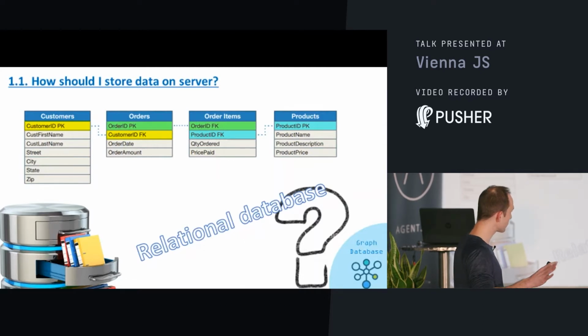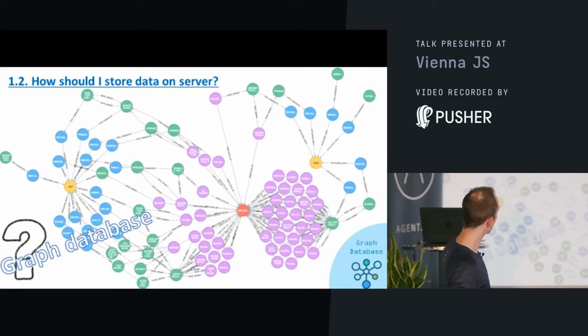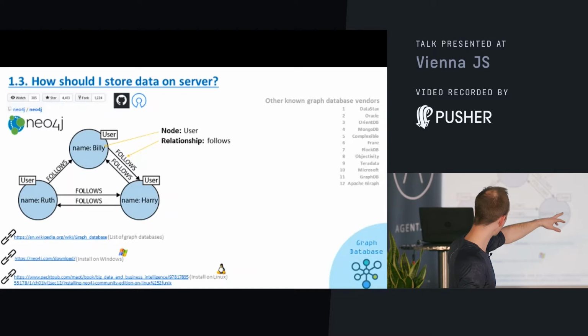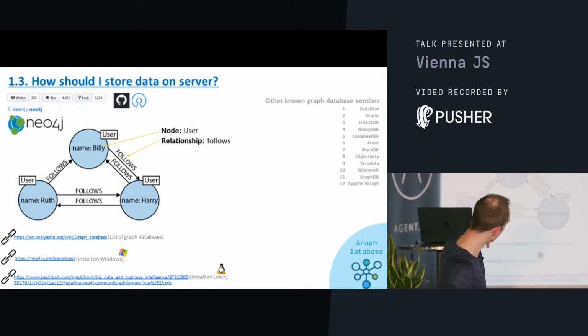I was challenging the technologies out there, and the second one was graph databases, and I was wondering, should I use graph databases? Finally, I took it, and I decided for the technology, or the vendor, which is called Neo4j. Here on the right side, you can see also other vendors. And below here, the links, you can see how to install it on Linux and Windows.